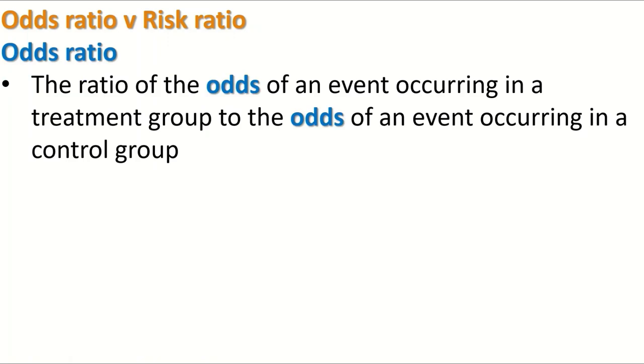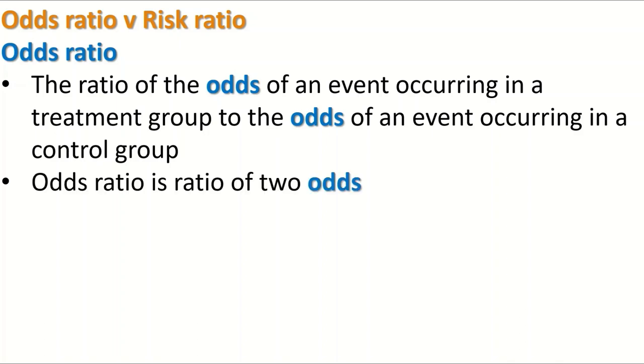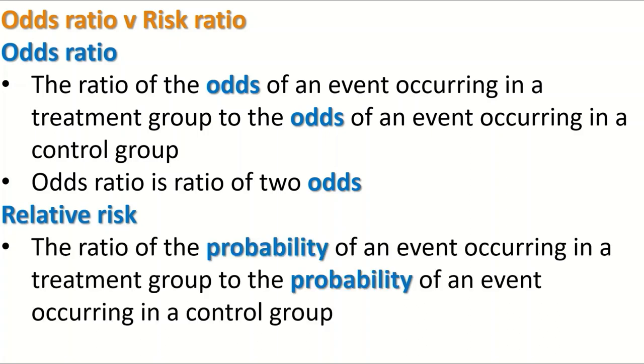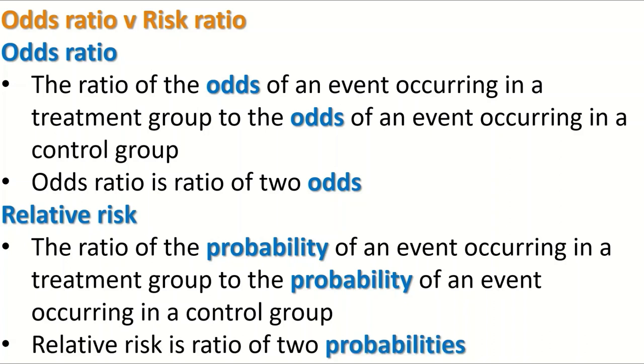What is the difference between odds ratio and risk ratio? As I have described previously, the odds ratio is the ratio of the odds of an event occurring in the treatment group to the odds of an event occurring in the control group. The odds ratio is the ratio of two odds. The relative risk or risk ratio is the ratio of the probability of an event occurring in the treatment group to the probability of an event occurring in the control group.